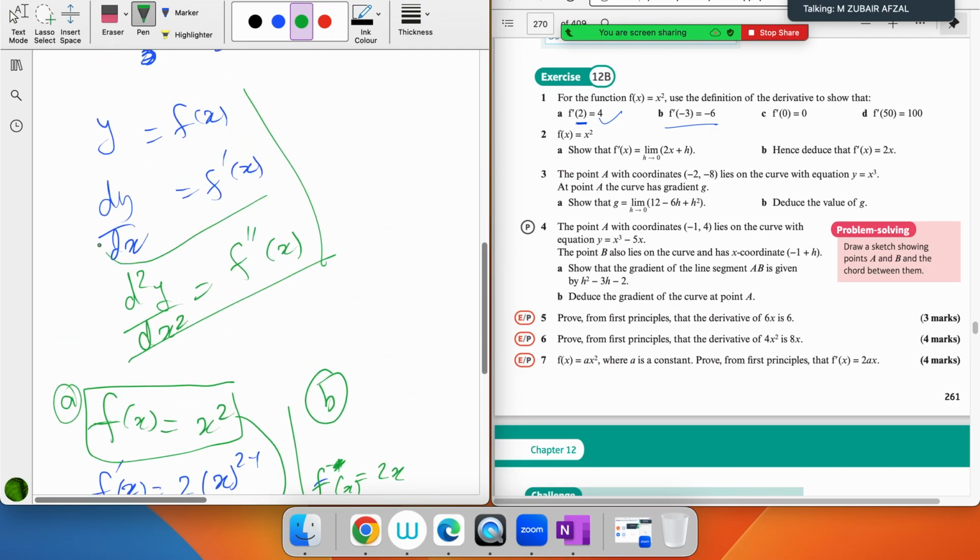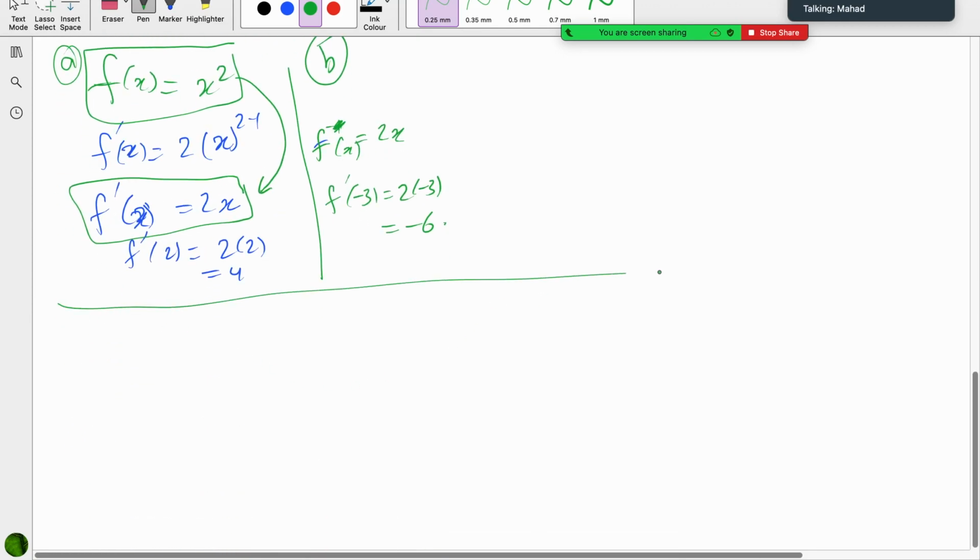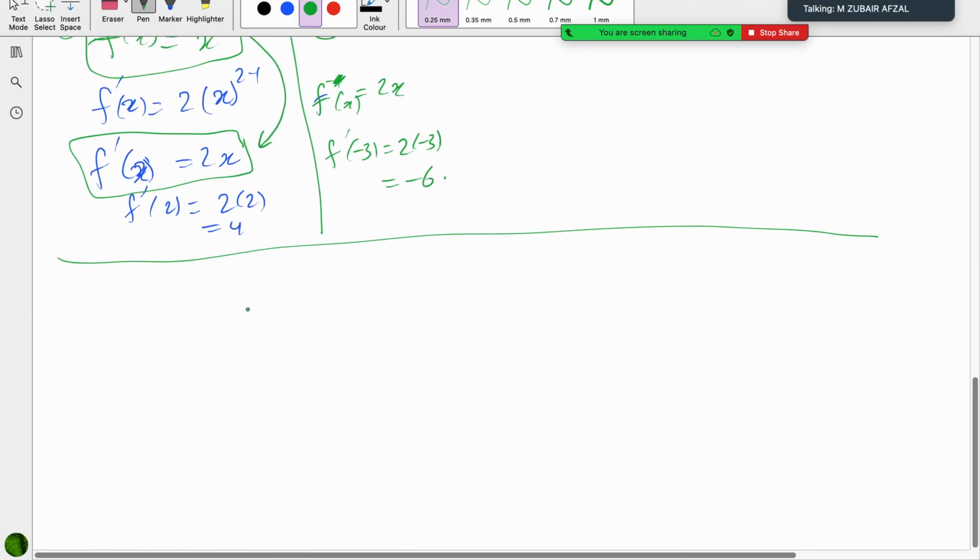F dash means derivative. I'll write that again. Limit. It approaches to. We'll come to that. Okay, I'll explain first.